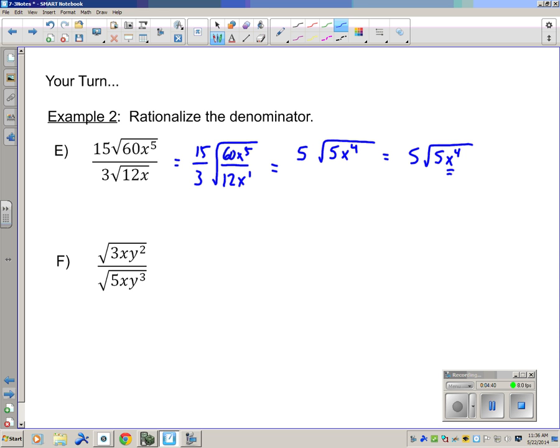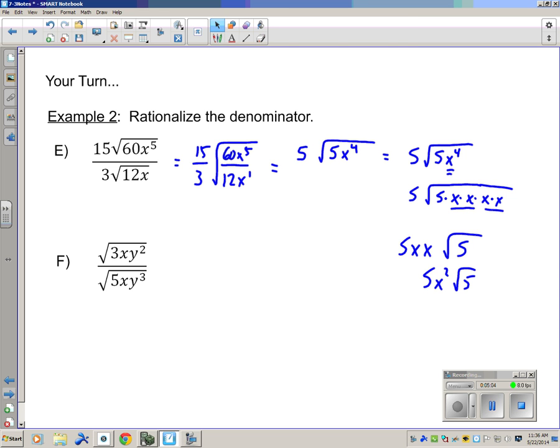So the square root of x to the 4th, remember, if you want, you can pull it apart. You've got a pairing here, so I've got a pair of x's that pulls an x out. I've got another pair of x's that pulls an x out. With the 5 back in there, I really get 5x squared square root of 5.